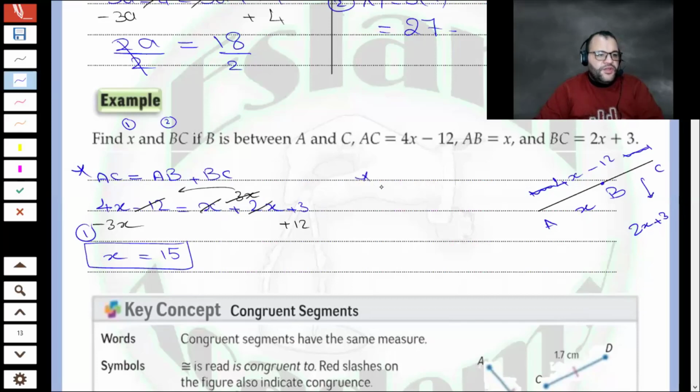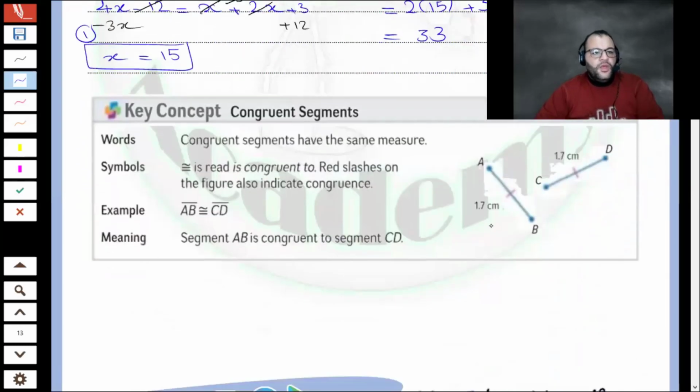Now we need to solve the required number 2. We need to find BC. So BC equals 2 times 15 plus 3, which equals 33. You understand this one? Is it clear? Okay.